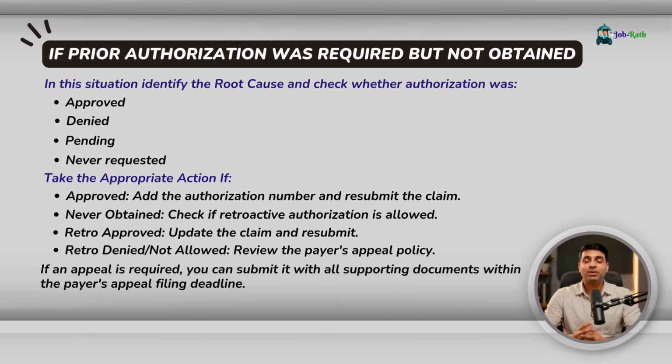If the payer does not allow retroactive authorization or the request is denied, the claim may remain denied unless the payer's policy allows an appeal. If you believe the denial was incorrect, collect supporting documents such as eligibility verification, authorization request records, if any, medical records, physician's order or referral, if applicable, and any communication with the payer. Then, prepare an appeal letter and attach all supporting documents within the payer's allowed appeal time frame.